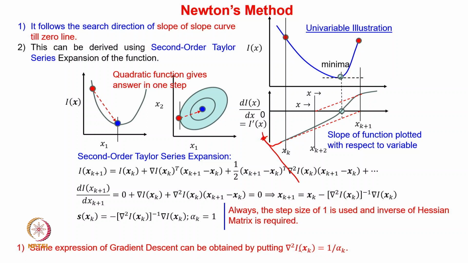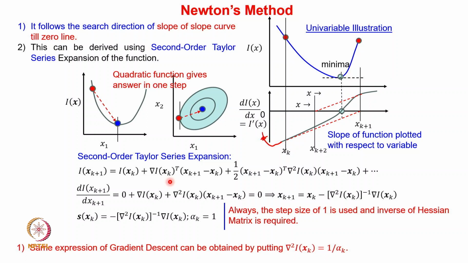So as I said, this Newton's method we can derive based on the second order Taylor series expansion. So this is the second order Taylor series expansion. Here you can see that I(xk+1) is represented as I(xk) plus del I(xk) transpose into (xk+1 minus xk), plus 1 by 2 (xk+1 minus xk) transpose del square I(xk) into (xk+1 minus xk), and all the higher order terms are neglected here. Now, del square I(xk) is nothing but the Hessian matrix, so it comprises second order derivative terms. Del I(xk) is the gradient matrix, so this involves the first order derivatives, isn't it?